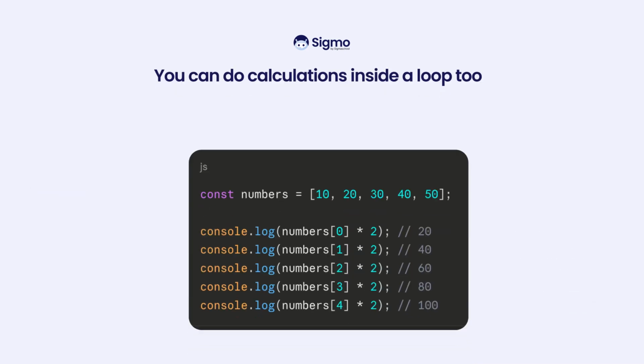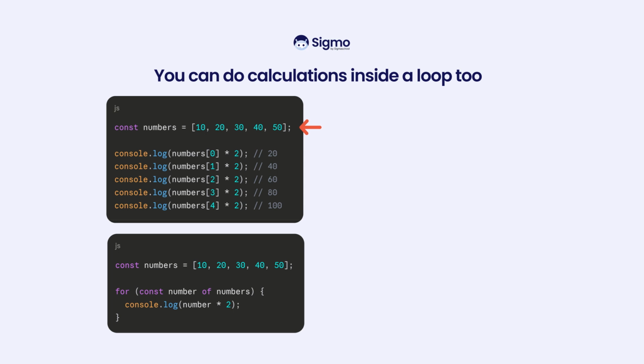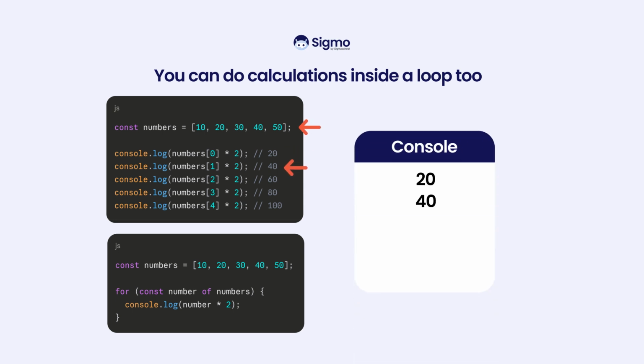You can also do calculations inside a loop. Say you have an array of numbers and you want to double every single one. The loop runs through each number, multiplies it by 2, and logs the result. What would have taken 5 lines of code now takes 1.